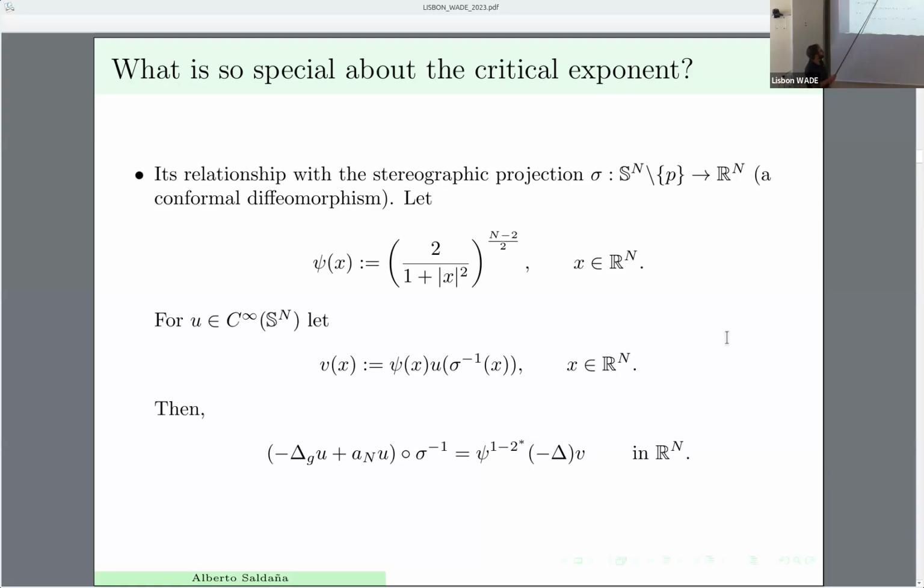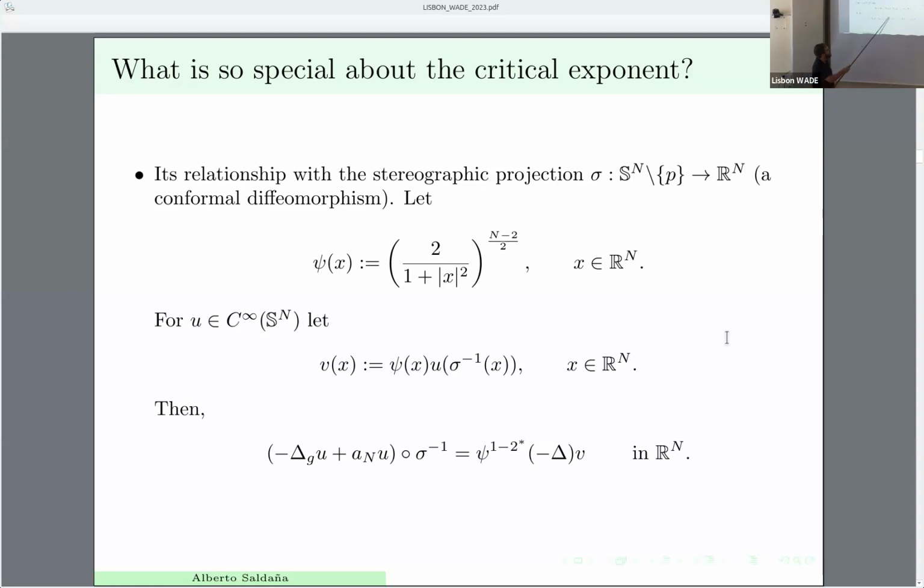Now, it turns out that the critical exponent relates very well with the stereographic projection because of the following. If we define, so sigma is going to denote the stereographic projection, and we define psi as this function here. Then for any function u in C infinity of the sphere, I can define a function v in R^n with this formula. So u composed with the inverse of the stereographic projection. So it's taking us from R^n to the sphere, and then I multiply it with this explicit factor psi. If I do this construction, then I can relate the Laplacian from this nonlinear equation that we saw earlier, which we will call the conformal Laplacian, with the usual Laplacian in R^n.